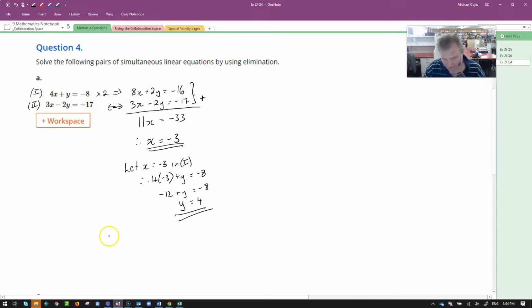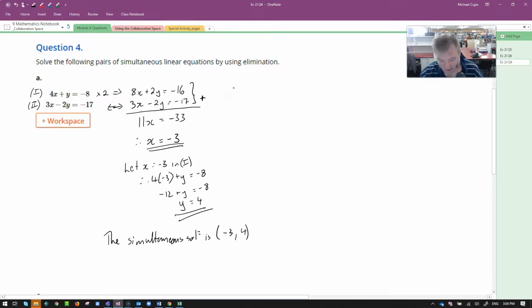I feel like I've got the right answer. And I'm just going to write my little answer here. The simultaneous solution is negative 3, 4. Now I promise you I'd do it a different way. I don't want to make a liar out of myself, so let's go ahead and do that now.